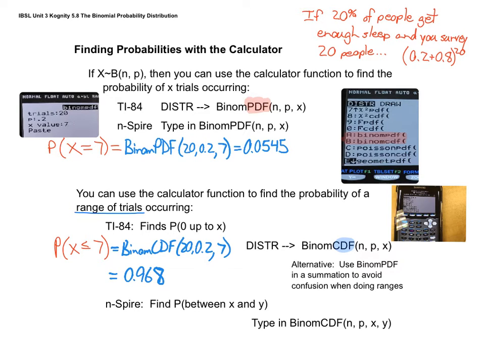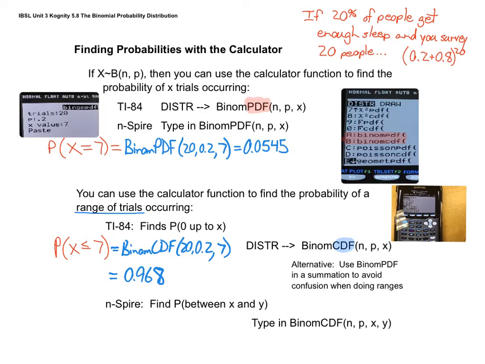Now, question here. What's the probability of getting more than 7 people who got enough sleep? It's this taken away from 1. So 0.032. The closer it is to 1, the more certain we are that this is going to happen.